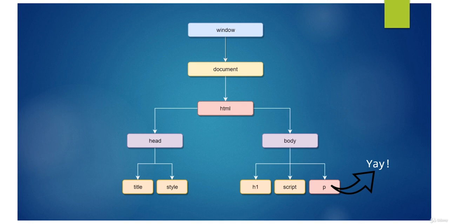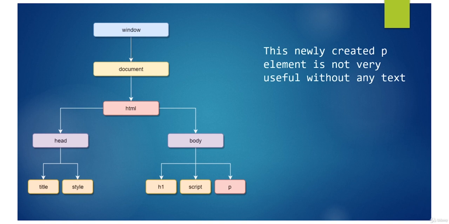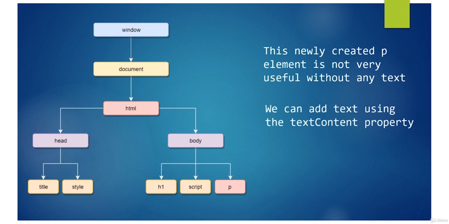But I want us to talk about this paragraph tag in a little bit more detail. As you know, this newly created paragraph element is not very useful without any text. In fact, we couldn't see anything displayed on the screen. We only had to inspect the element inspector in order to figure out that our paragraph was actually added to the DOM. The good news though is that we can add text using the textContent property.